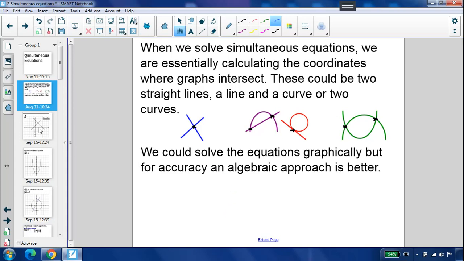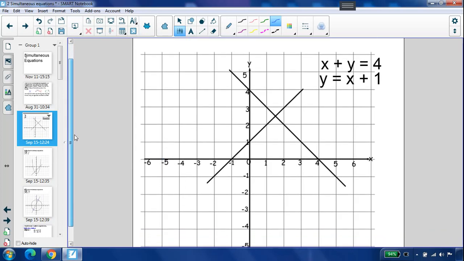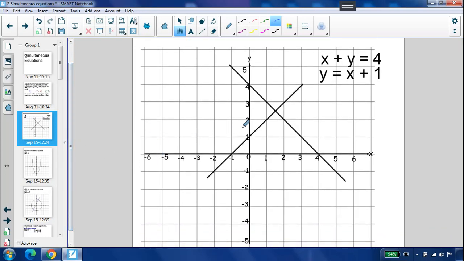So let's just actually recap the graphical method. And here we have two straight lines. This line is x plus y is equal to 4, and this line is y is equal to x plus 1. We can see the intersect here, and it looks like x is equal to 1.5 and y is equal to 2.5. So I could write that as a coordinate 1.5, 2.5.